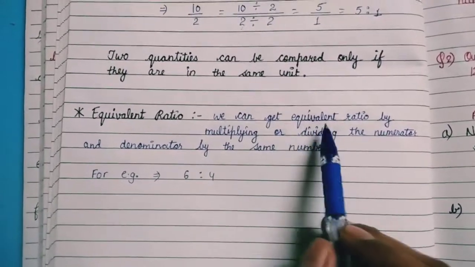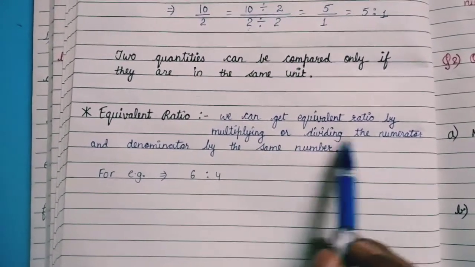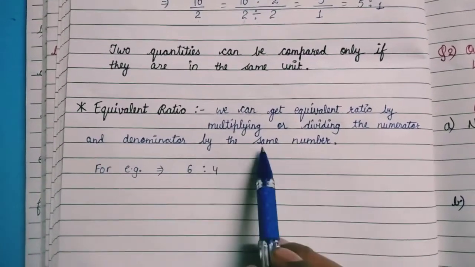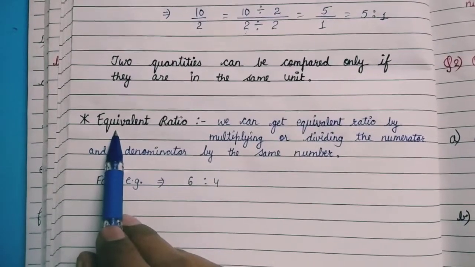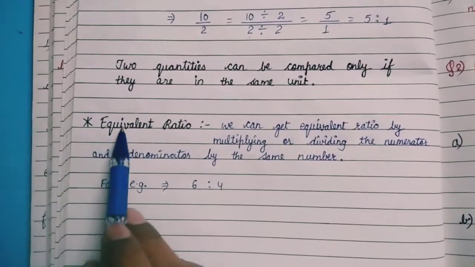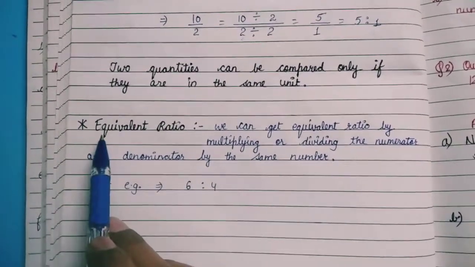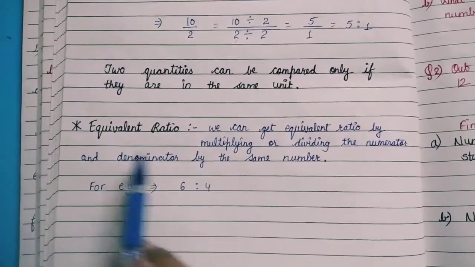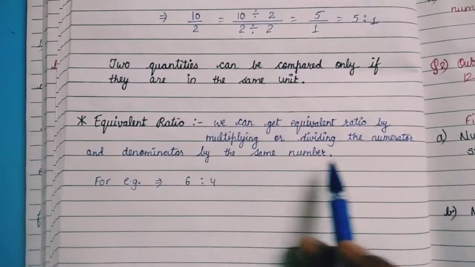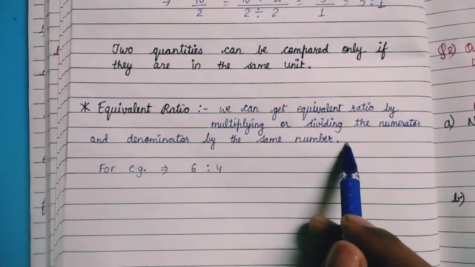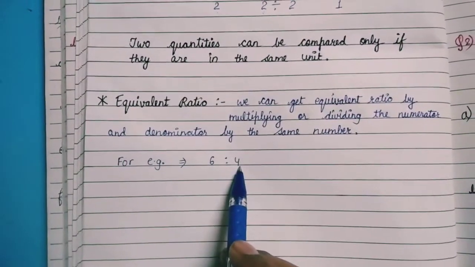The new topic is equivalent ratio. We can get an equivalent ratio by multiplying or dividing the numerator and denominator by the same number. In the word equivalent, we have "equi", and equi means equal. So when we multiply or divide the numerator and denominator by the same number, we get an equivalent ratio. Here we have the example 6:4.